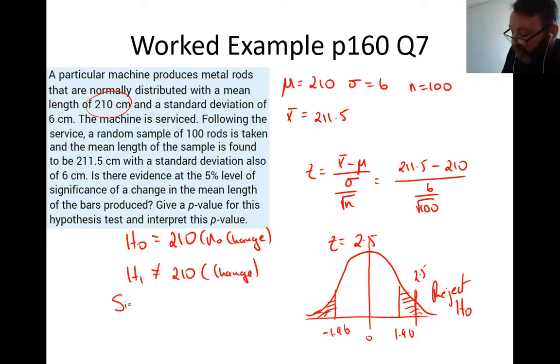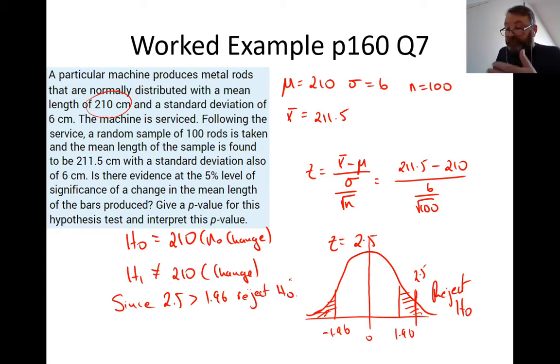So since 2.5 is greater than 1.96, we reject H0. That's all you've got to say. That's it. Now, is there evidence of a change? Yes, there is. Okay, give a p-value for this hypothesis test.